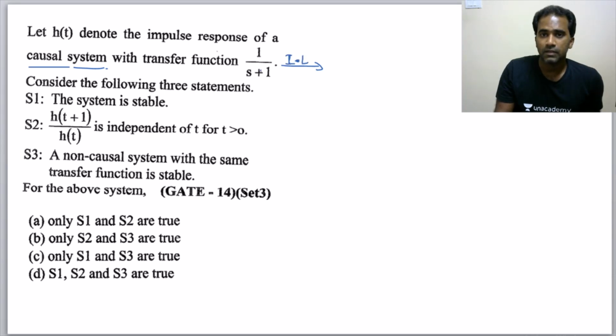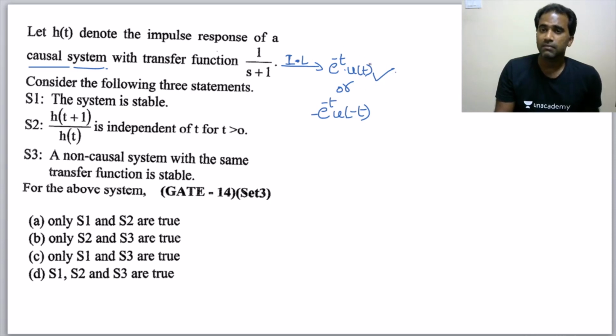Can you tell me? The pole here is minus 1. If the pole is minus 1, the signal will be e power minus 1 into t, which is e power minus t. So the inverse Laplace transform can be e power minus t into u of t, or e power minus t into minus u of minus t. It can be any of them, because for this signal also it is 1 by s plus 1, and for this signal also it is 1 by s plus 1. Because they are saying it is a causal signal, which means it is right-sided, the answer is e power minus t into u of t. Now consider the following three statements.